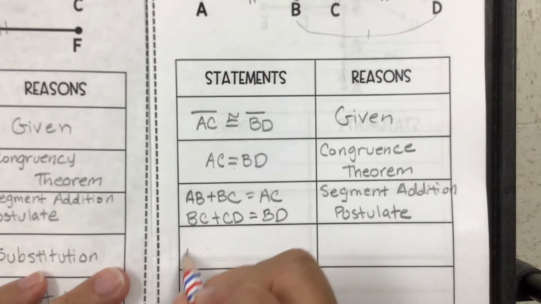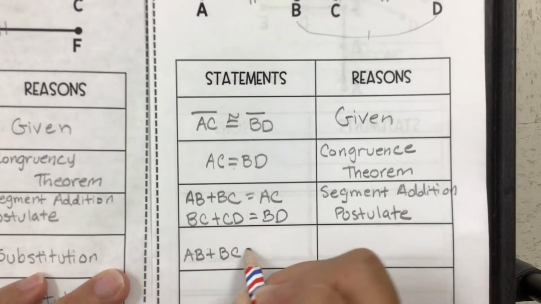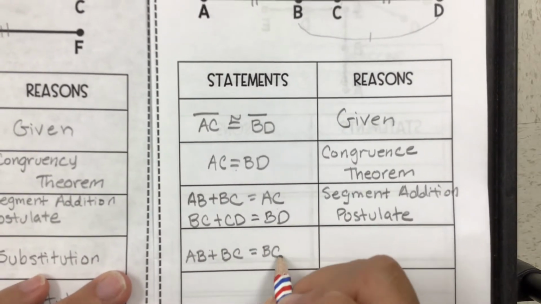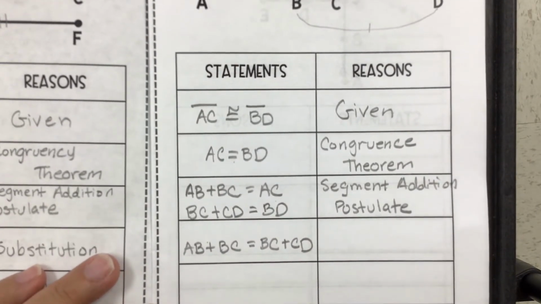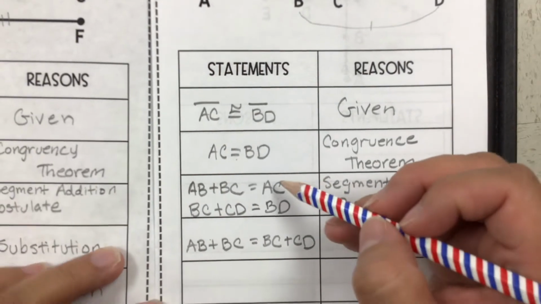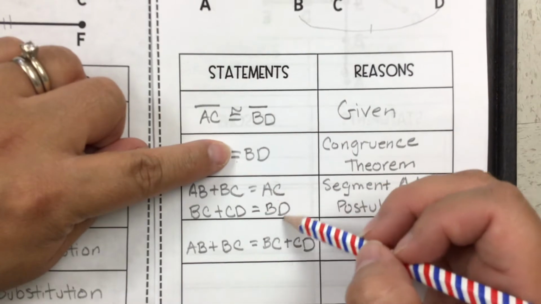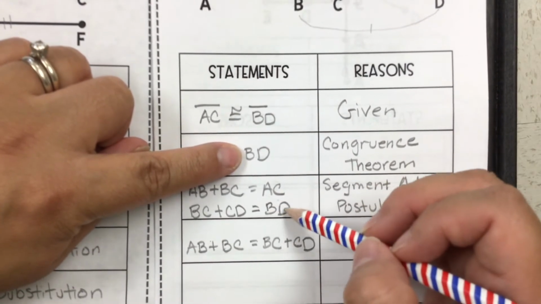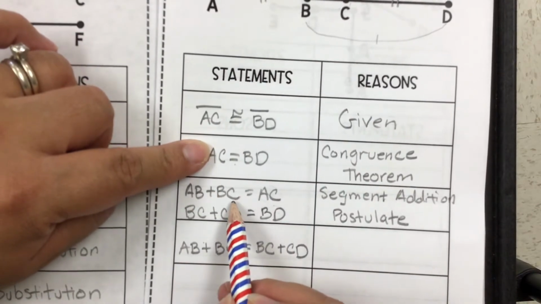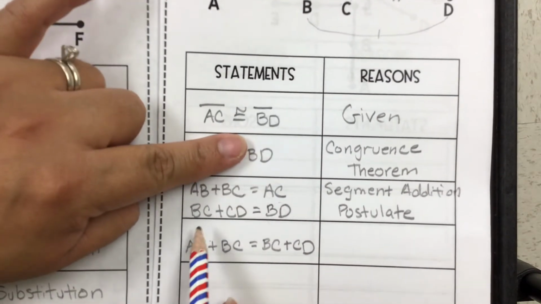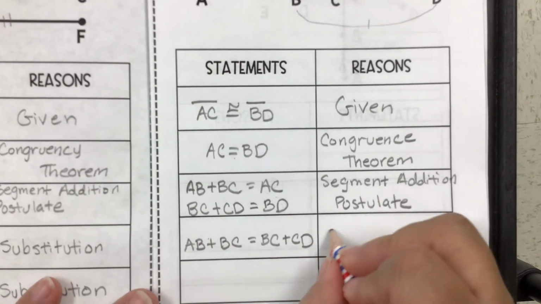Now I'm going to write AB plus BC is equal to BC plus CD. Why? What's the reason I can write that? AC is right here, and that equals BD. So instead of writing AC, I wrote this. And instead of writing BD, I wrote this. So the reason that I can do that is substitution.